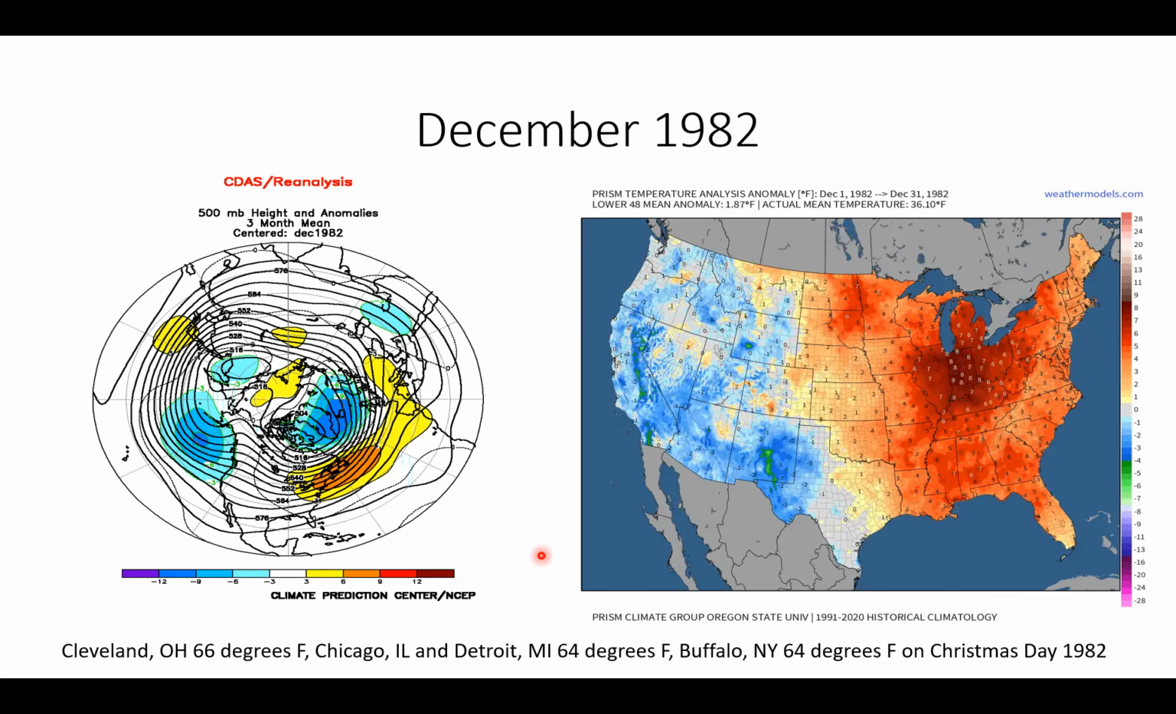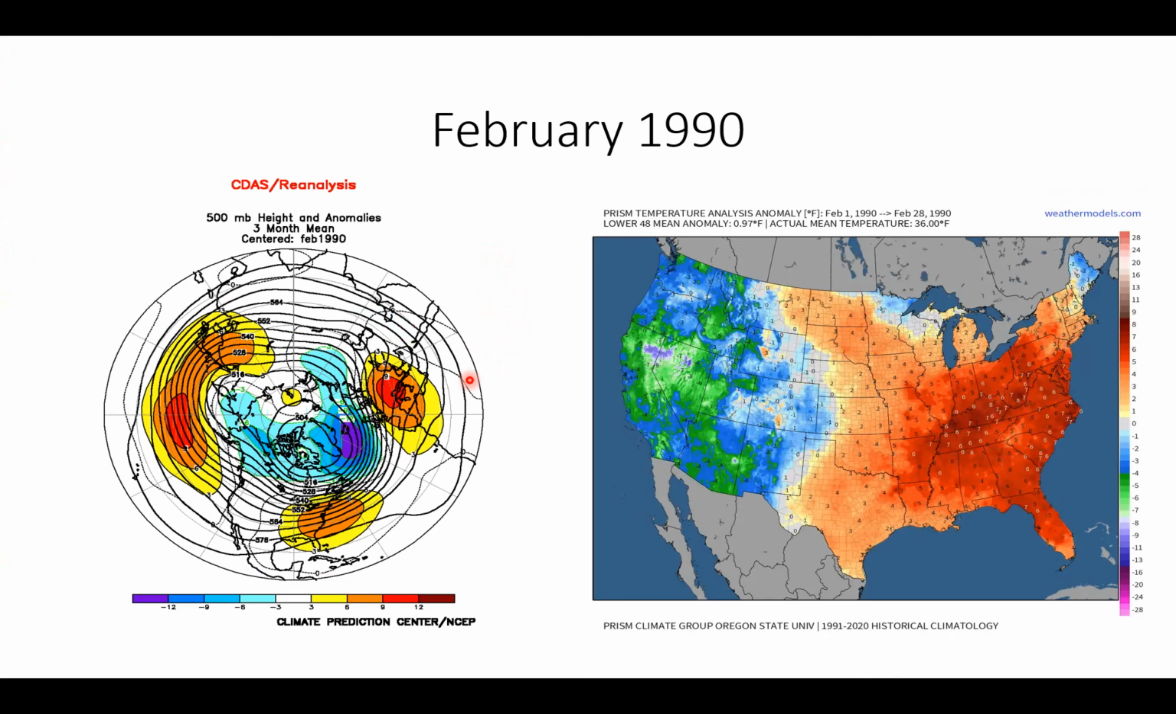And just to throw some fun facts here, Christmas Day 1982 was a very anomalous day associated with the Southeast Ridge as it extended northwestward towards the Midwest. Places like Cleveland, Ohio were 66 degrees on Christmas Day 1982. Chicago and Detroit, 64 degrees Fahrenheit. Buffalo, New York, 64 degrees Fahrenheit on Christmas Day in 1982. So it was a very anomalously warm holiday season back in December 82.